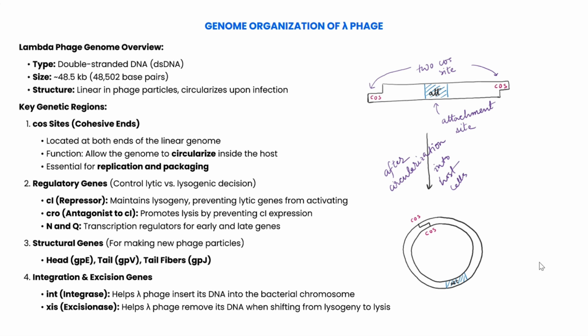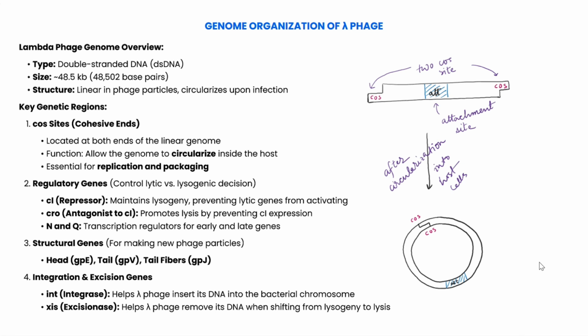Now that we have understood the structure of lambda phage, let's dive into one of the most fascinating aspects of this virus, its genome organization. The Lambda phage genome is a well-organized genetic blueprint designed for efficient infection, replication, and survival inside the bacterial host. Lambda phage carries double-stranded DNA and its genome is approximately 48.5 kilobases long. Interestingly, the genome exists in two different forms.